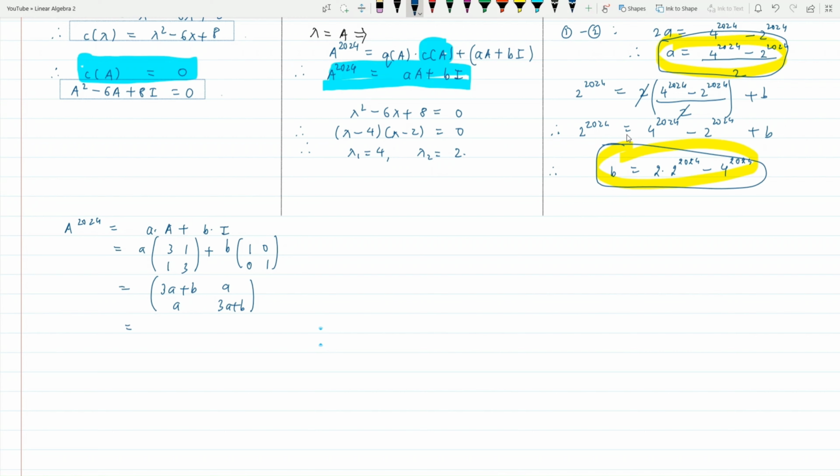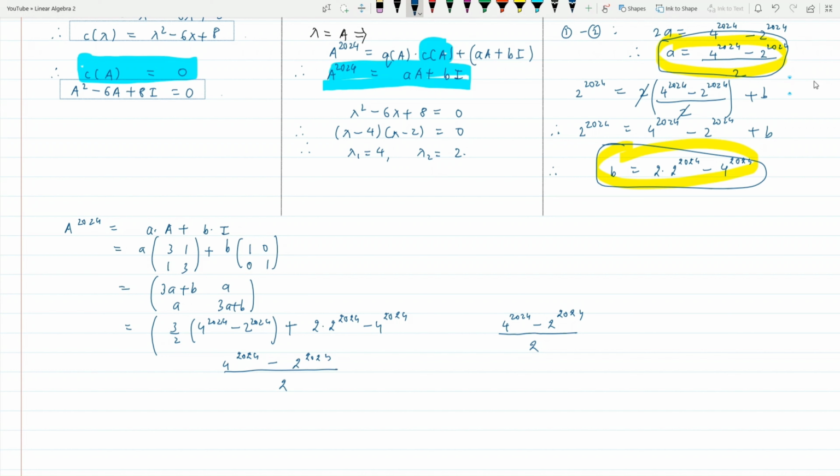Now next we substitute the values of A and B that we have obtained to get the resultant. So our matrix A raised to 2024 is going to be 3 times A, that is 3 by 2 times (4 raised to 2024 minus 2 raised to 2024), plus B, which is 2 times (2 raised to 2024 minus 4 raised to 2024). Then A, that will be (4 raised to 2024 minus 2 raised to 2024) over 2, and again (4 raised to 2024 minus 2 raised to 2024) over 2.